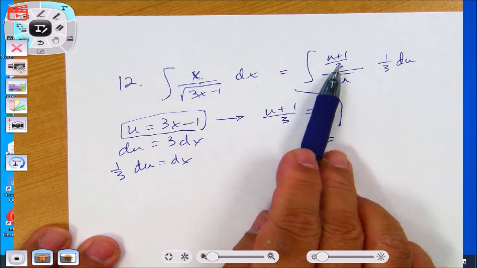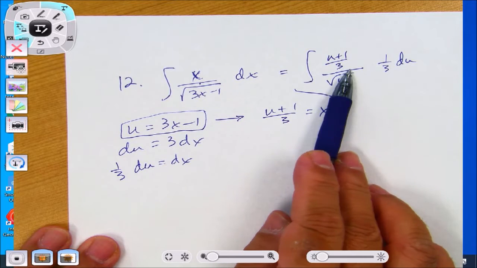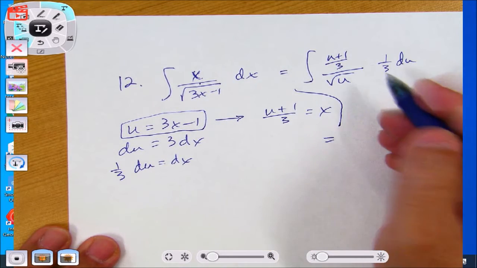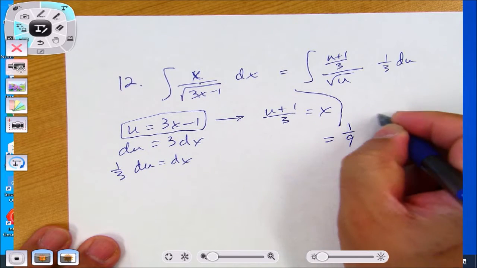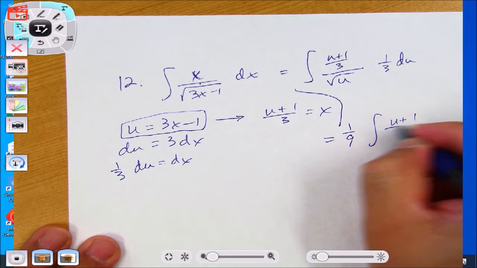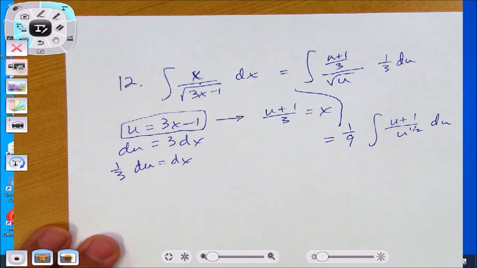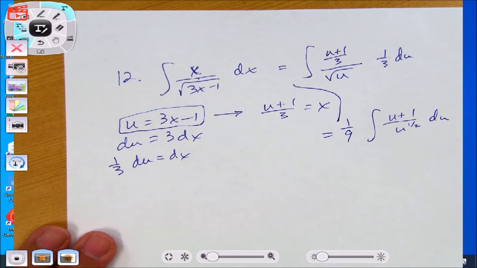And really, these two 3's are at the same level of denominator. They're the same level of denominator, so I'm going to bring that out as 1/9 u plus 1 over u to the half du. So if I already have 1/3 out, is there any way to get this problem right? We get the same denominators all the same. So just bring out the other 1/3? And then order of multiplication doesn't matter.